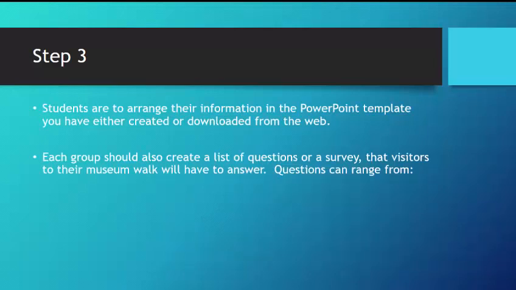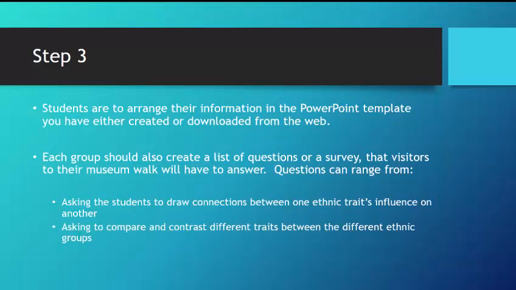Each group should also create a list of questions or a survey that visitors to their museum walk will have to answer. Questions can range from asking the students to draw connections between one ethnic group's traits or influences on another, or asking to compare and contrast different traits between the different ethnic groups. These types of questions require students to draw conclusions, cite evidence, analyze similarities and differences, all of which are level 3 and above according to Webb's depth of knowledge.